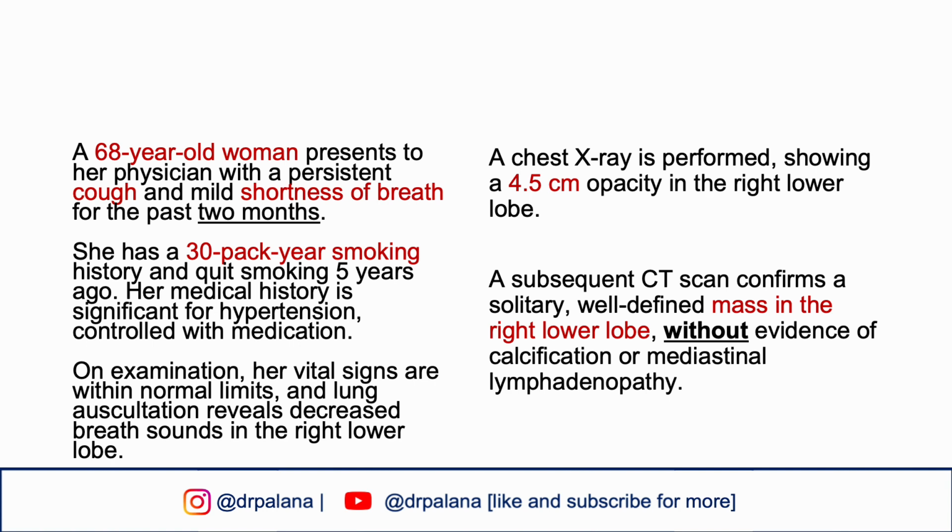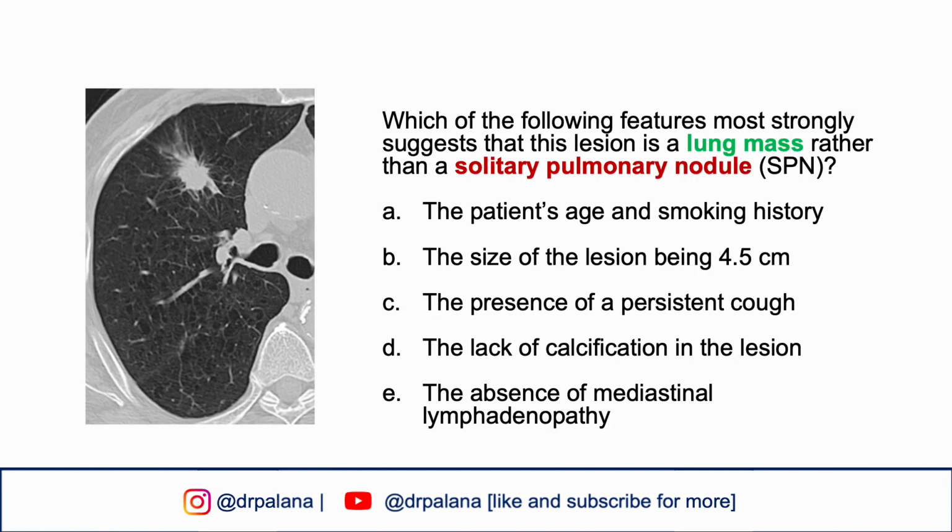A subsequent CT scan confirms a solitary, well-defined mass in the right lower lobe without evidence of calcification or mediastinal lymphadenopathy. Which of the following features most strongly suggest that this lesion is a lung mass rather than a solitary pulmonary nodule? The patient's age and smoking history, the size of the lesion being 4.5 centimeters, the presence of persistent cough, the lack of calcification in the lesion, or the absence of mediastinal lymphadenopathy? The answer is B, the size of the lesion being 4.5 centimeters.